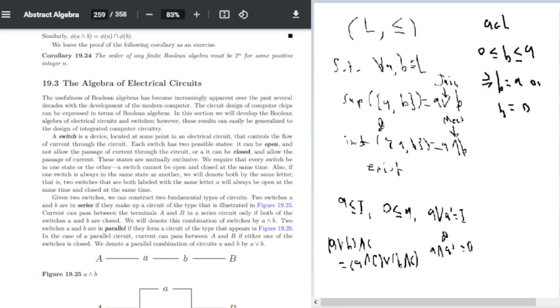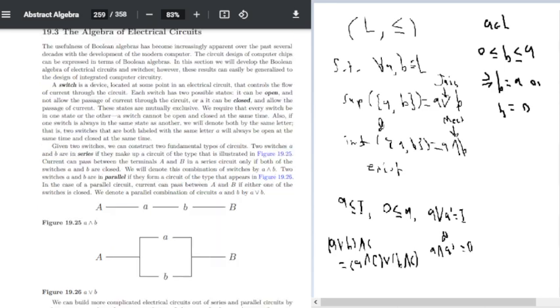The usefulness of Boolean algebras has become increasingly apparent over the past several decades with the development of the modern computer. The circuit design of computer chips can be expressed in terms of Boolean algebras. In this section, we will develop the Boolean algebra of electrical circuits and switches. However, these results can easily be generalized to the design of integrated computer circuitry. A switch is a device, located at some point in an electrical circuit, that controls the flow of current through the circuit. Each switch has 2 possible states. It can be open, and not allow the passage of the current through the circuit, or it can be closed, and allow the passage of the current.